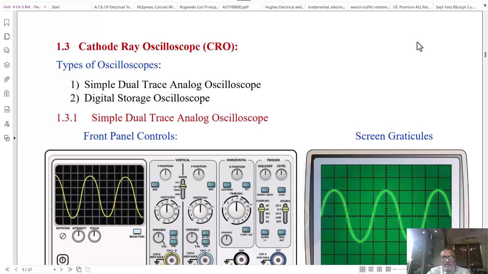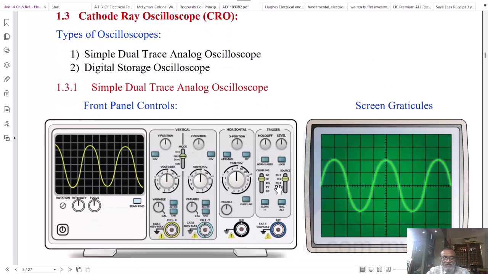These are probably the previous generation oscilloscopes. Current generation oscilloscopes are mostly digital oscilloscopes, in which they accept the input signal on a channel, process that signal digitally, and display it normally on a digital screen. Most of the time this digital screen is an LCD screen. Let us first see what a simple dual trace analog oscilloscope is.